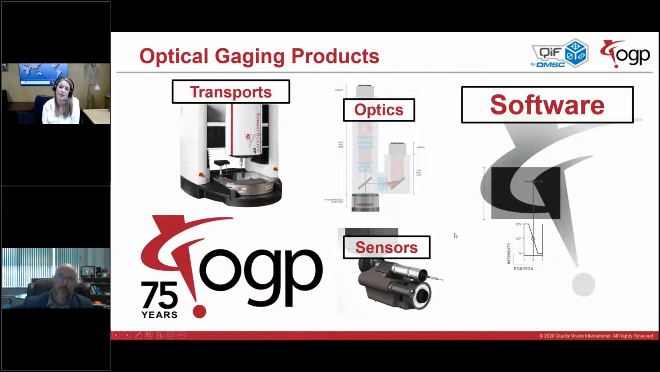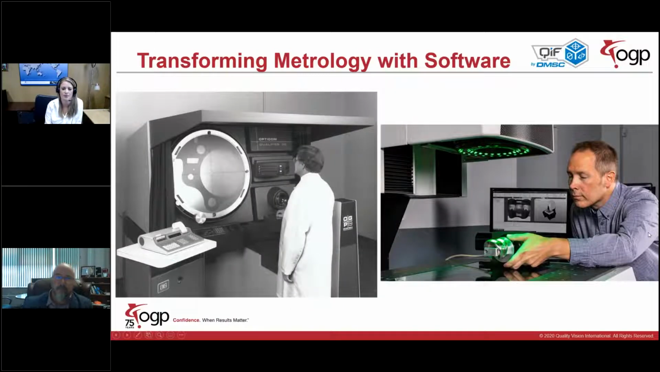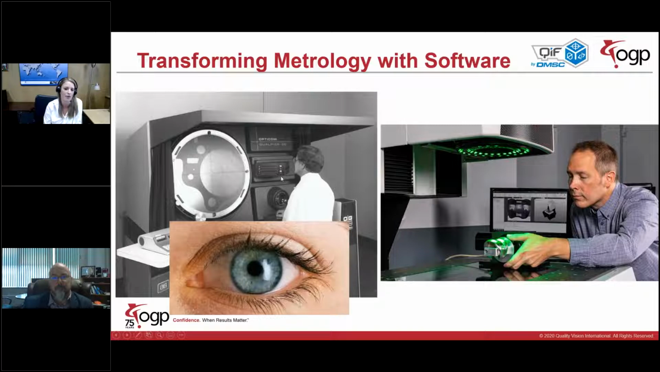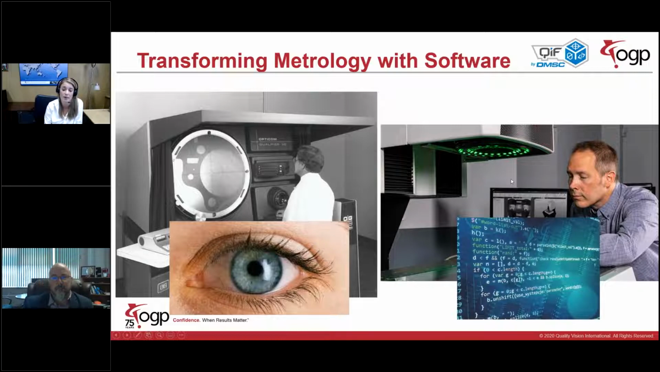At OGP, we celebrated our 75th anniversary last year. An important part of our history is innovation in software. When OGP first got into the quality control business, all measurements were taken with the human eye, with tools like this optical comparator you're seeing over here on the left. And today, it's hard to find any piece of dimensional measurement equipment that does not require software to take a measurement. So this transformation occurred in optical measurement because software made metrology easier and more cost-effective.